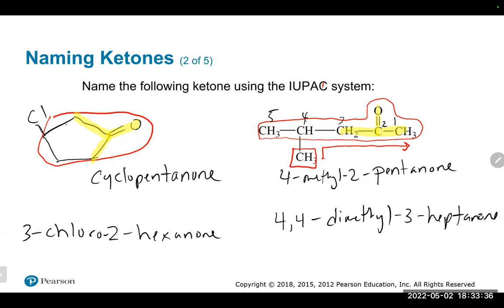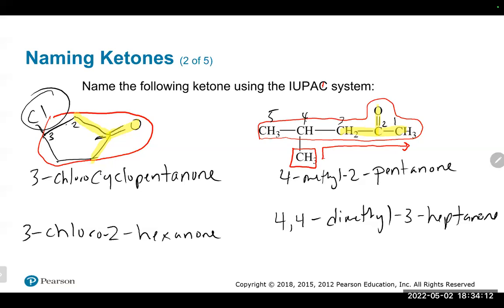Again, here, you do not need to give the location of the carbon-oxygen double bond because it is a ring, but it is assumed to be carbon number 1, as we talked about. In this case, if we go clockwise, 2, 3, 4 to our chlorine. If we go counterclockwise, 1, 2, and 3. So we probably would want to go counterclockwise. That puts our chlorine at 3, and that would be 3-chlorocyclopentanone. Any questions on either of those names there?